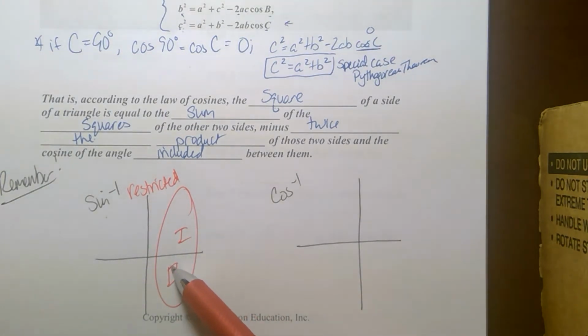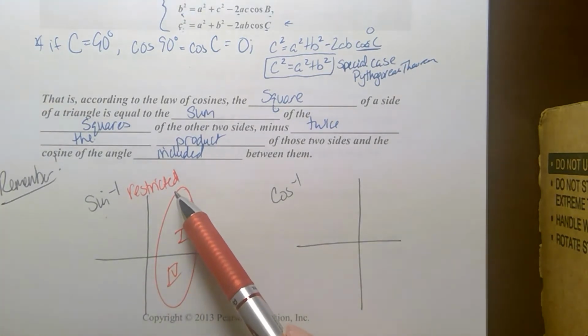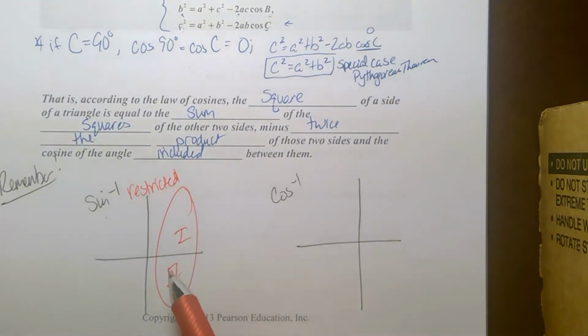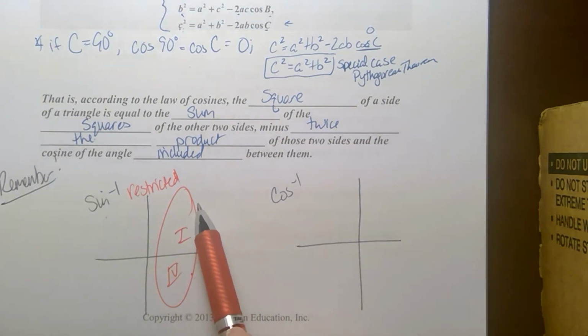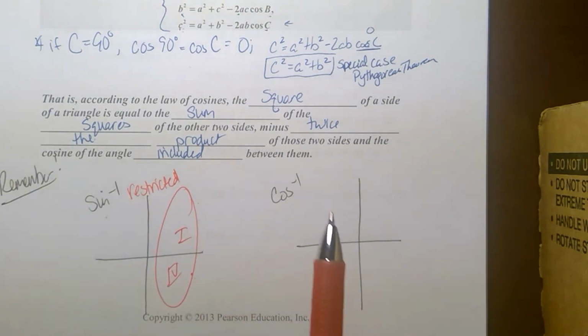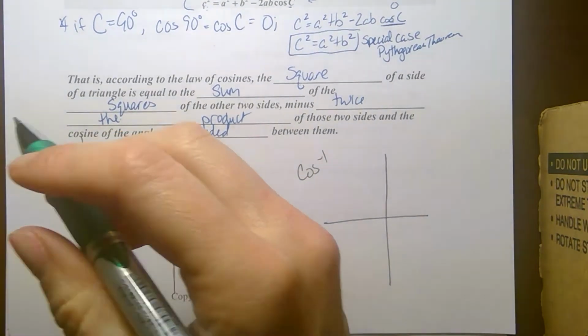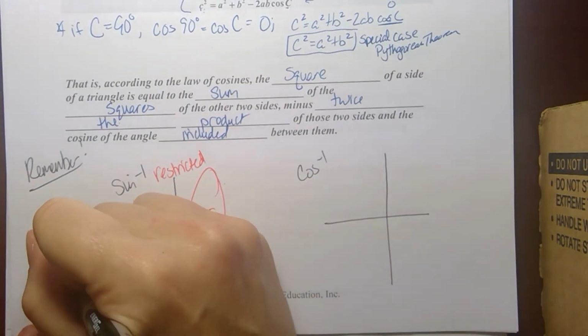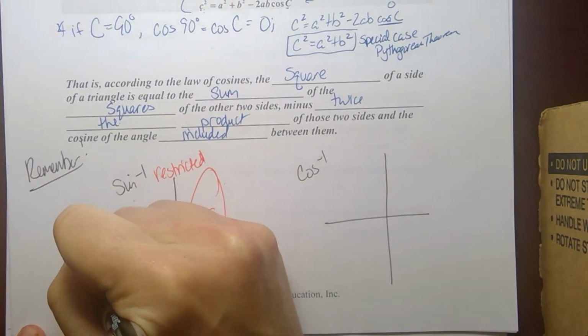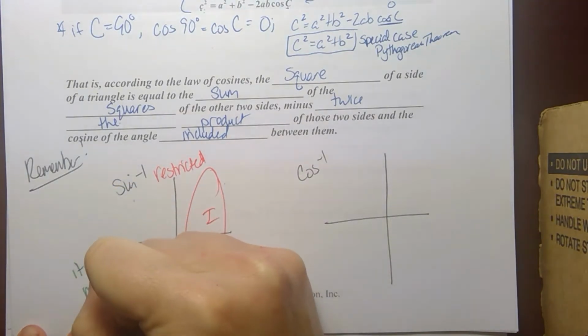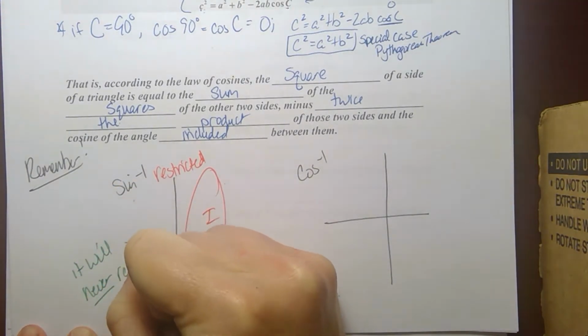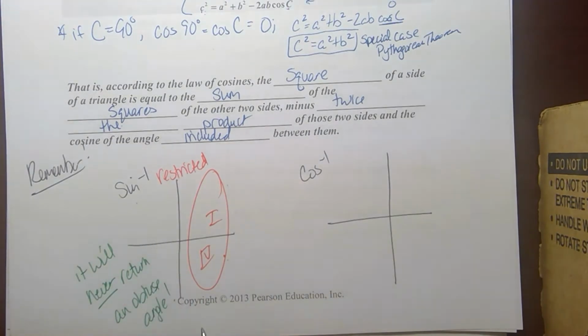If my sine function value is negative, I get an angle down here. If my sine function value is positive, I get an angle up here. This angle that it returns is going to be a negative acute angle between 0 and 90 degrees. If I start with a positive sine function value, the angle it returns is going to be a positive acute angle between 0 and 90 degrees. So if I'm using sine inverse, it will never return an obtuse angle. I'm going to get an acute angle measure.